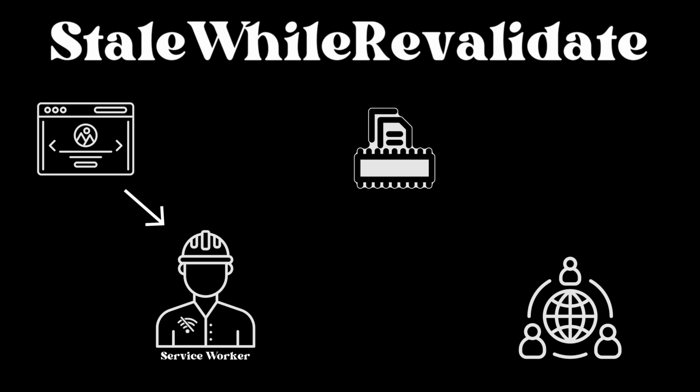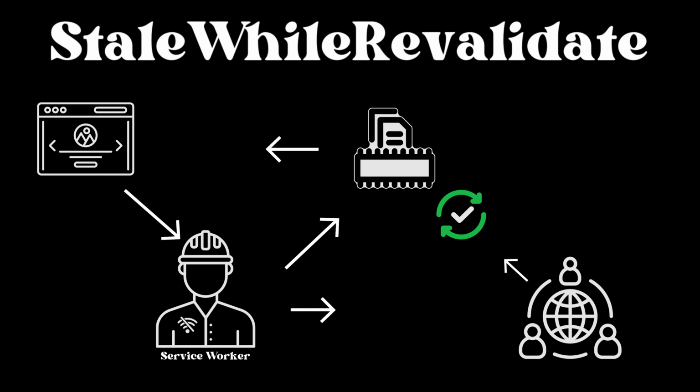4th, stale while revalidate. This strategy serves a resource from cache, if available, for immediate use, but simultaneously fetches the latest version from the network in the background. The cache is then updated with the new version for future requests. It's a balance between quick response and ensuring updated content. This approach balances speed and reliability.